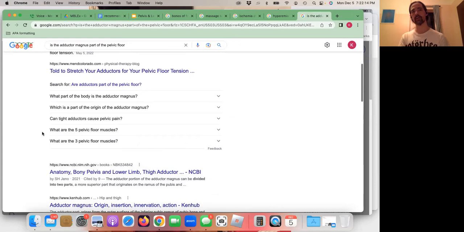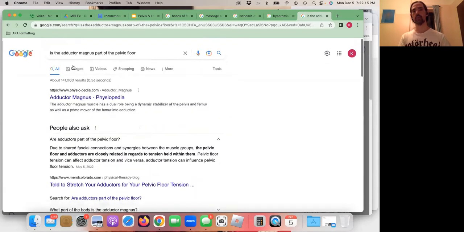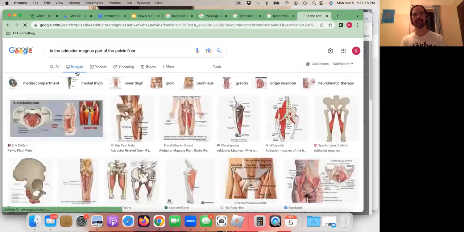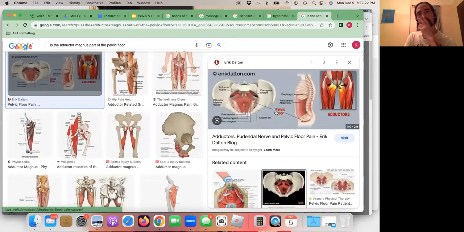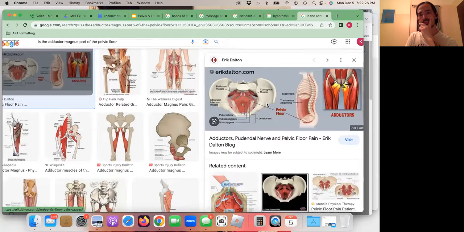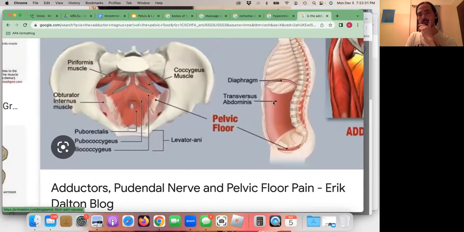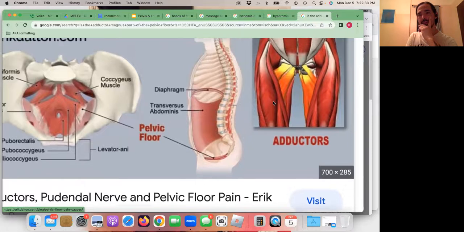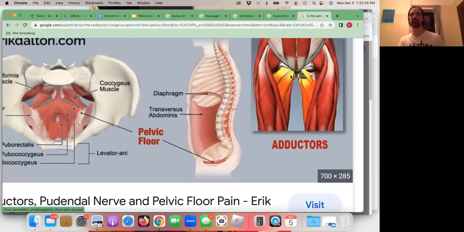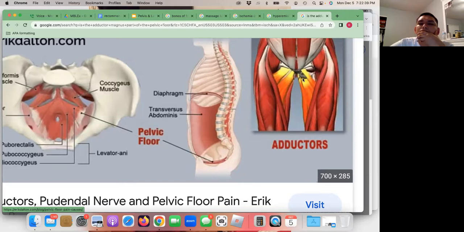Okay, so I would say that for the adductor magnus, what is this here? There's the pelvic floor. I would say that for the adductor magnus, that would make the most sense simply because it is the largest, you see? It is the largest of the muscles of the pelvic floor.